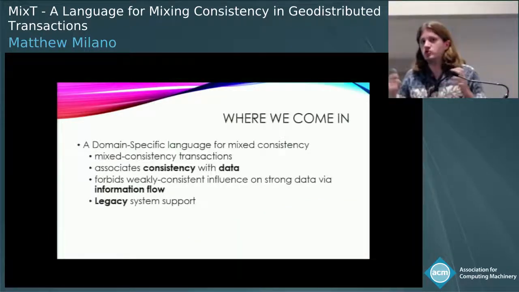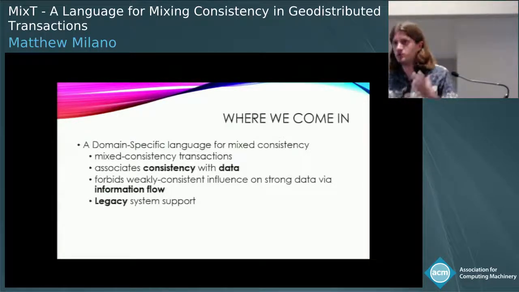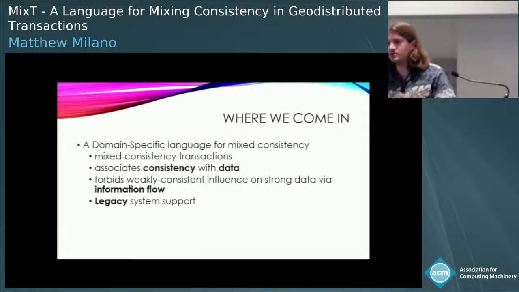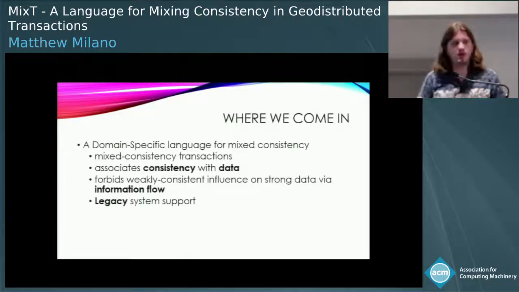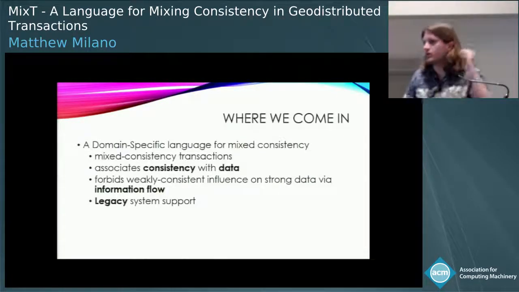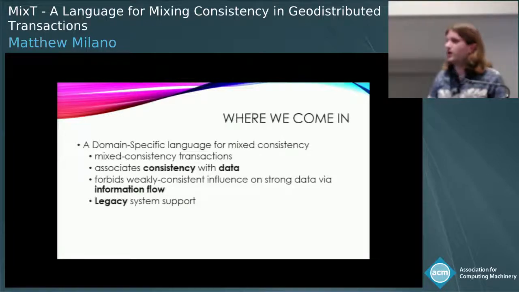Our language is going to treat each individual variable as though it has a single consistency model. It's going to have that associated with it. Transactions will still be able to access multiple variables, each of which may have its own consistency model, and therefore transactions need to be able to run against multiple consistency models simultaneously. In order to avoid those surprises we don't want to have, we're going to use an information flow type system with this association. And again, I'm promising legacy system support. So you totally believe me now, everything's been explained, we're all good. Let's just see how that example works.